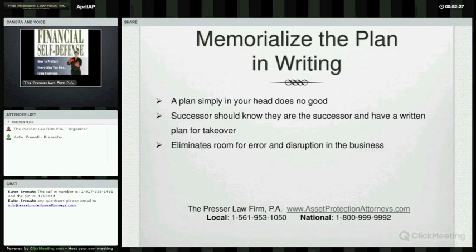Also, the successor should know that they are the successor and have a written plan for takeover. So you don't want this to be a surprise for the person who's taking over. And it also eliminates room for error and disruption in the business. If you have something down in black and white, it always can help them.